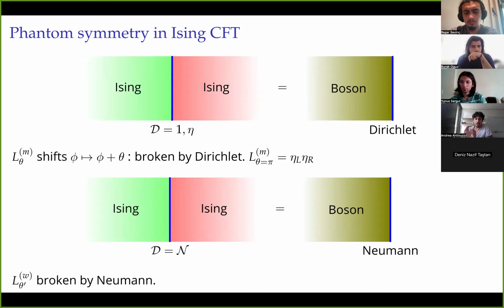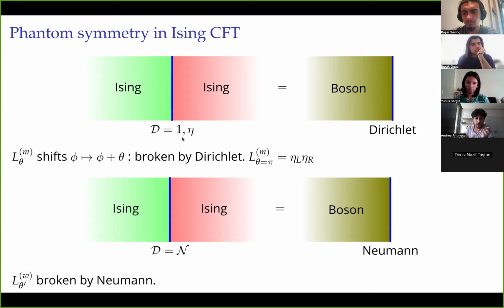I will not enter into the details, but the only thing to notice is that clearly the momentum symmetry that shifts the boson must be broken by the Dirichlet boundary condition, because the Dirichlet boundary condition is fixing the value of the boson, so the momentum symmetry is broken. On the other hand, the winding symmetry is preserved, but there is no problem because the winding symmetry does not have any self-anomaly. It's enough to break one of the two symmetries.